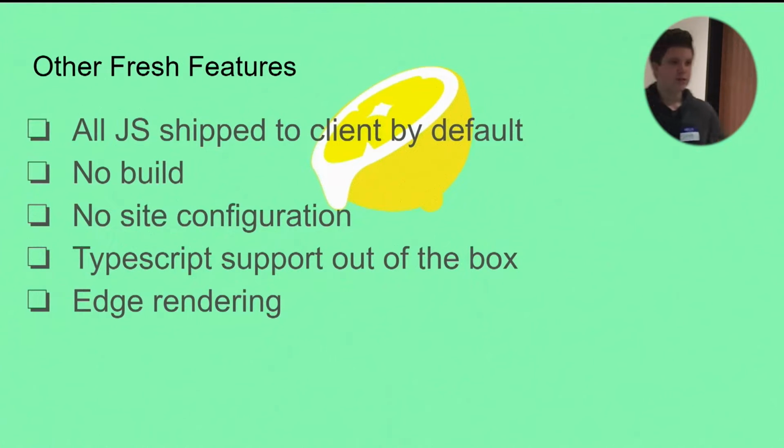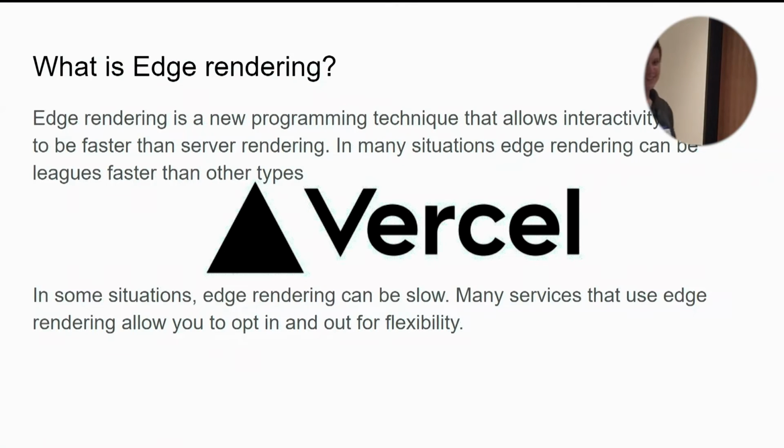So some other Fresh features: all JS is shipped to the client by default. There's no build step, no site configuration, types supported out of the box, and edge render. Now you may be thinking, what is that last one? I'm glad you asked. So edge rendering is a brand new rendering technique that I've kind of fallen in love with over the past months, and I've used for all my personal projects. So it's, as you can see from the background logo that seems to have a bunch of ants crawling around it.